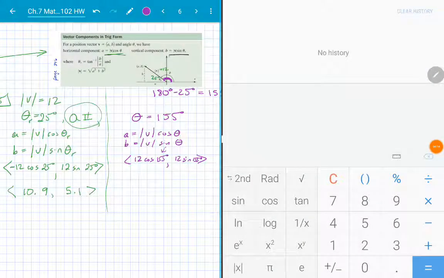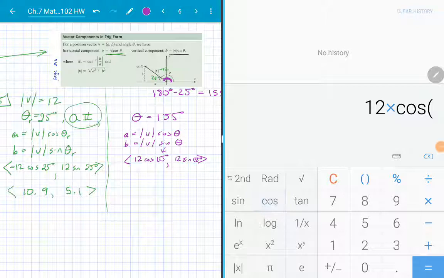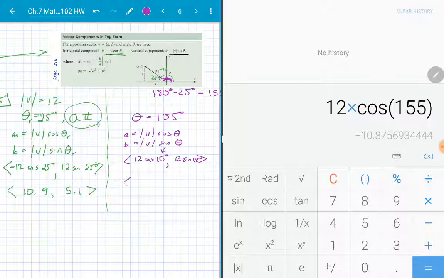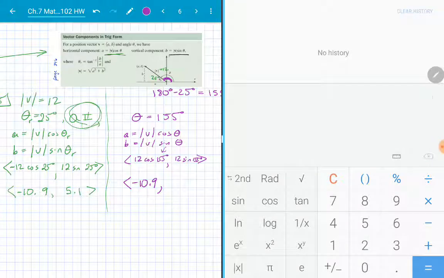So when I put this into the calculator, I get 12 times cosine of 155, I get negative 10.9, and in the green one I also got a negative, but I had to put that negative in manually by thinking about the quadrant. Whereas if I use that purple position angle, then the sign is already given to me by the angle. And then for the B, the vertical component, I do 12 times sine of 155.